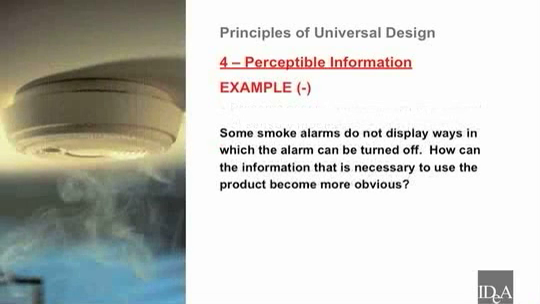Here we're looking at an image of a smoke alarm. Some smoke alarms do not display ways in which the alarm can be turned off. So how can the information that is necessary to use the product become more obvious? This would be a negative example.